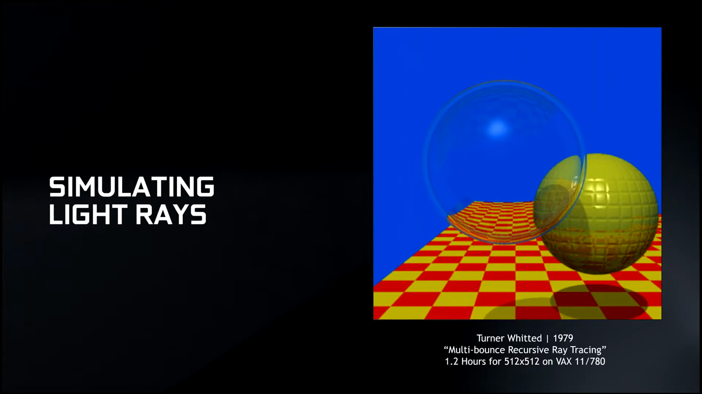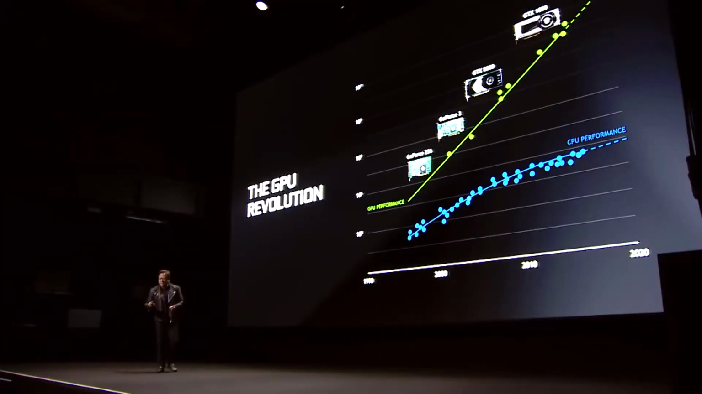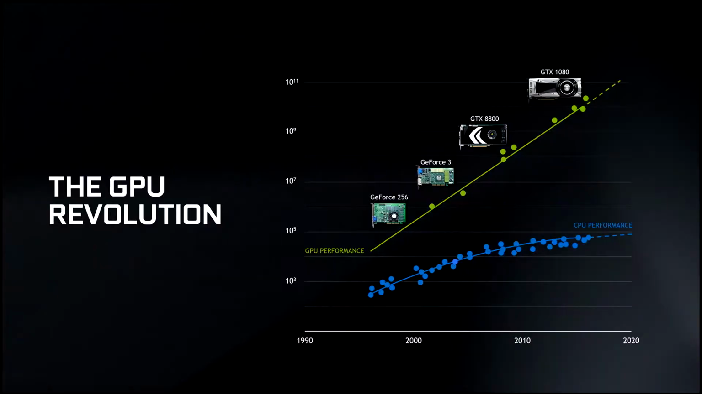Well, if you look at our technology curve, it has been nothing short of extraordinary. Because of the extraordinary demand of video games and the scale and the size and the vastness of this entire industry, it has propelled one of the fastest advancing technologies in the history of computer science.